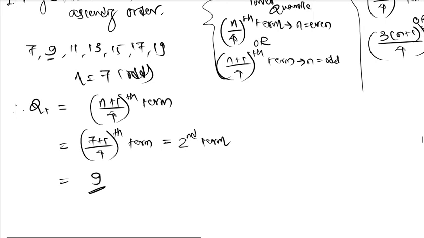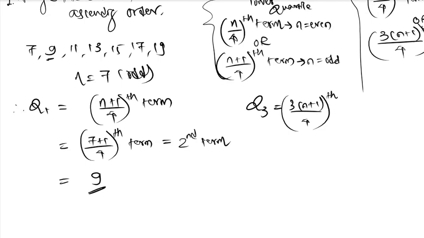Okay, what is the upper quartile? What is the formula for upper quartile? Q3 is 3 bracket n plus 1 by 4th term. Why have I taken this? Because n is odd. So that is 3 bracket n is 7 plus 1 by 4 term.